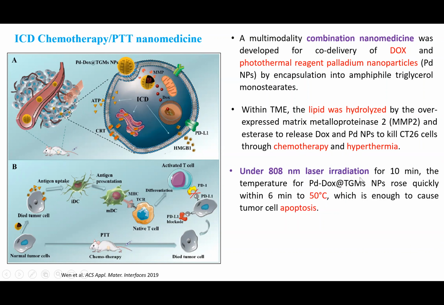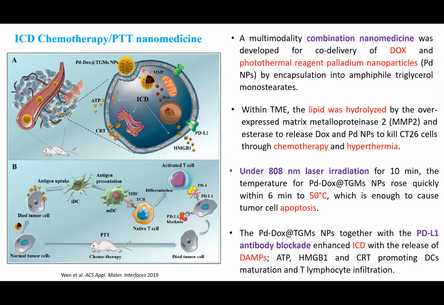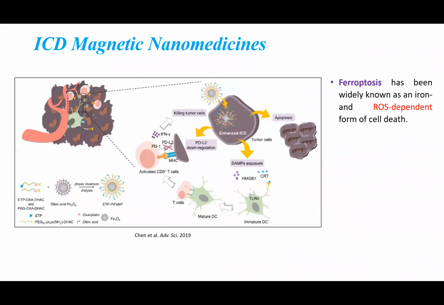So after laser irradiation, the photoabsorbing agent, palladium nanoparticles, will absorb light and convert the photo energy into thermal energy. So the temperature of the tumor increases to 50 degrees Celsius in only 6 minutes, and this will lead to tumor apoptosis and release of DAMPs. In combination with an anti-PD-L1 immune checkpoint inhibitor, this enhances the immunogenic cell death and release of DAMPs, ATP, HMGB1, and calreticulin, and this will promote dendritic cell maturation and T lymphocyte infiltration.